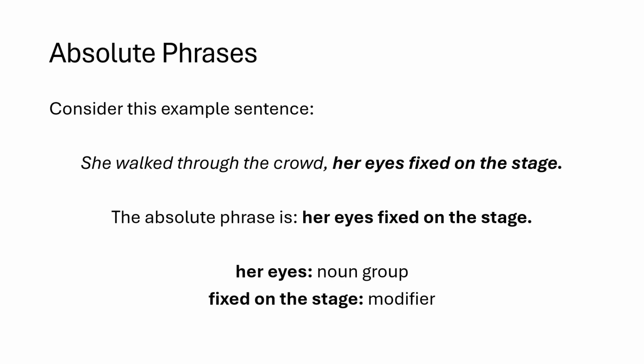A modifier is a word or group of words that adds extra information to a sentence. In absolute phrases, the noun group and modifier act together as a modifier describing something or someone in the main clause.